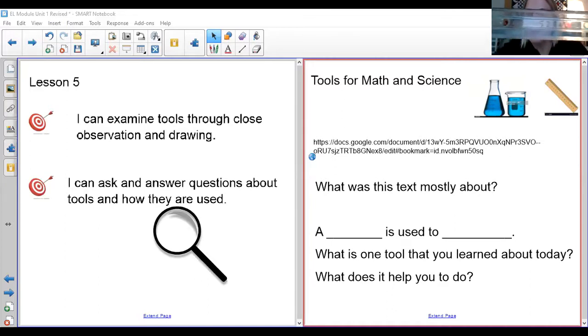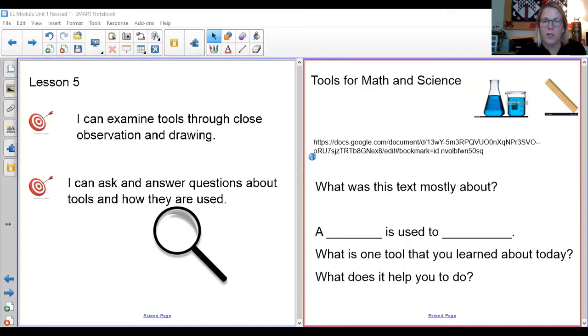So if you look closely, you can see the lines. I don't know if you can see that well on there. I might need a darker background. If you look closely at it, you can see the lines and numbers on your ruler, and it helps you to measure things.